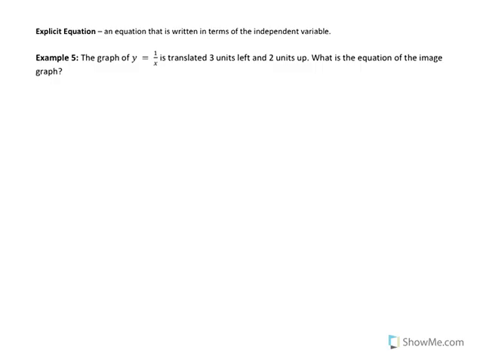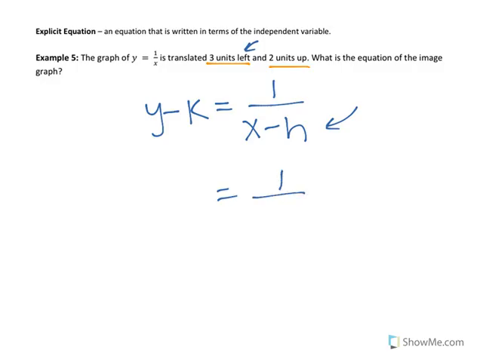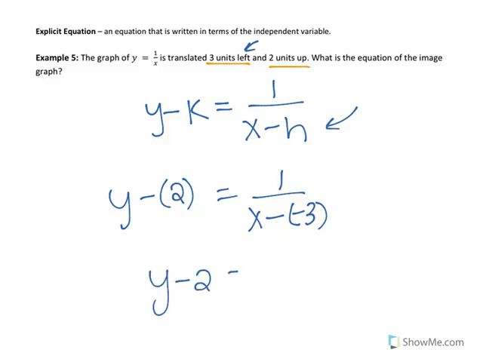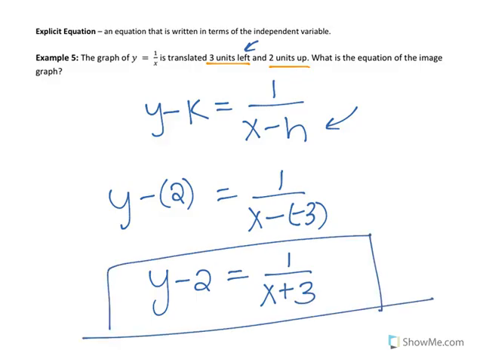Okay, the graph of y equals 1 over x is translated 3 units left and 2 units up. What is an equation for the image graph? So we are going to go y minus k equals 1 over x minus h, and we're going to just plug those numbers in. So 3 units left is going to affect my h, so x minus negative 3. And 2 units up is going to affect my k, so 2. So we have y minus 2 equals 1 over x plus 3, and there is my equation.